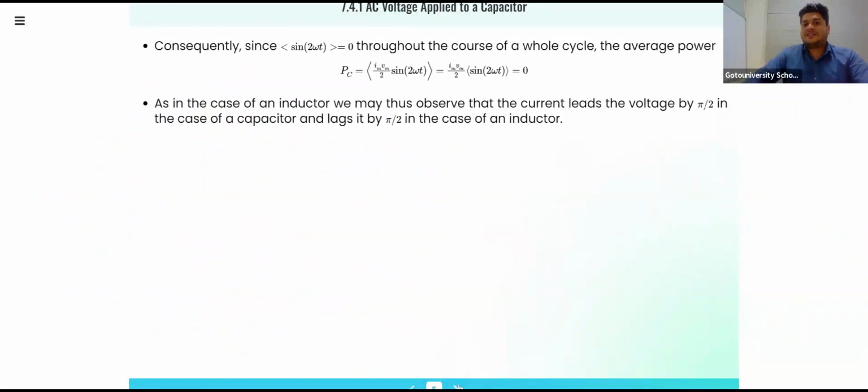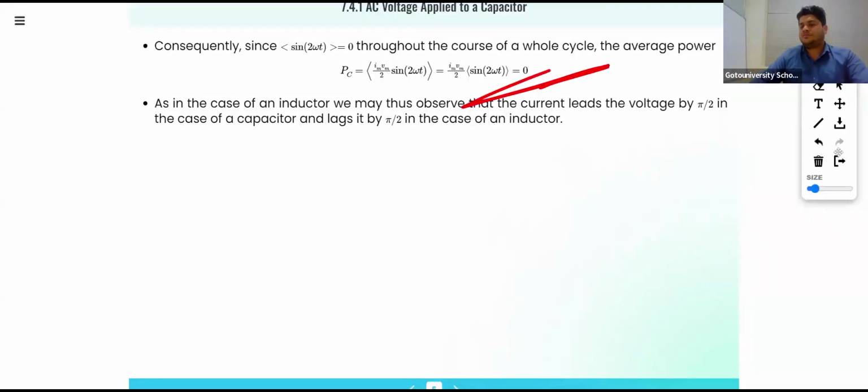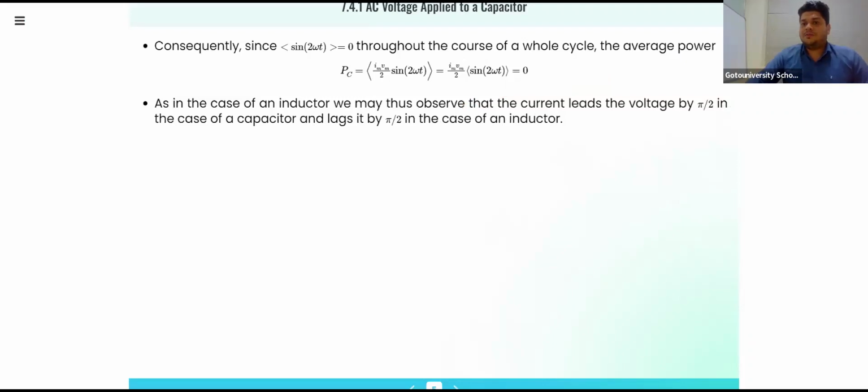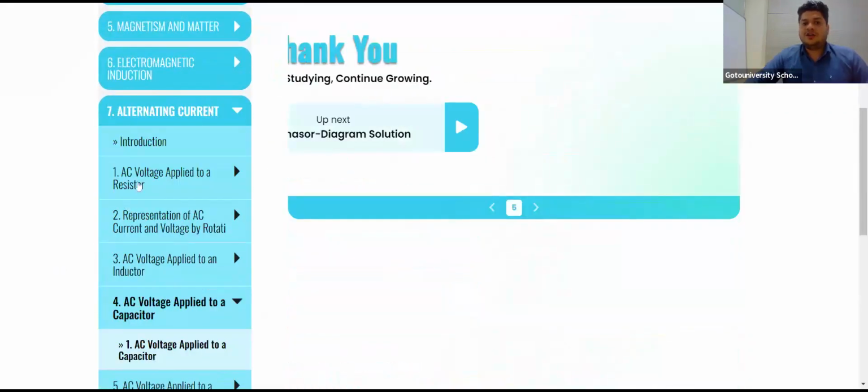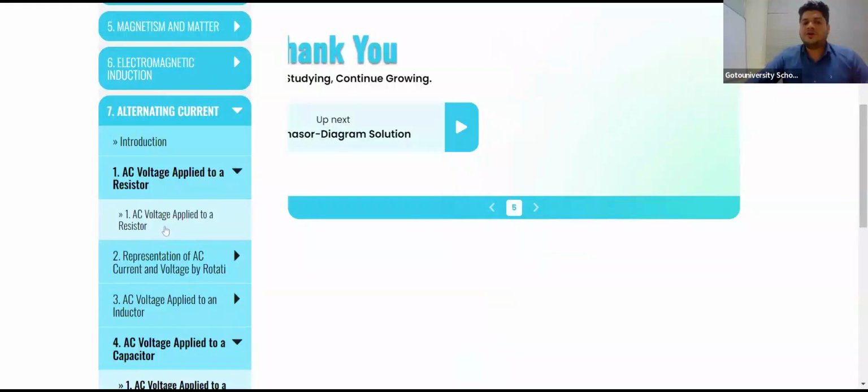Okay, now here in this case our power was 0. Now let's see some questions based on these topics which we have studied. The first one was resistor.